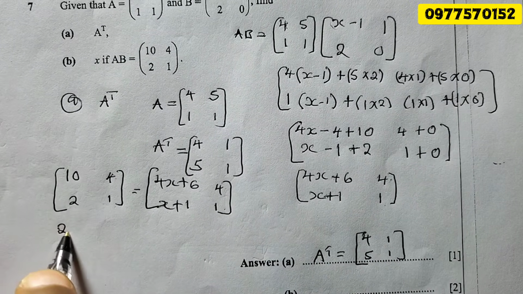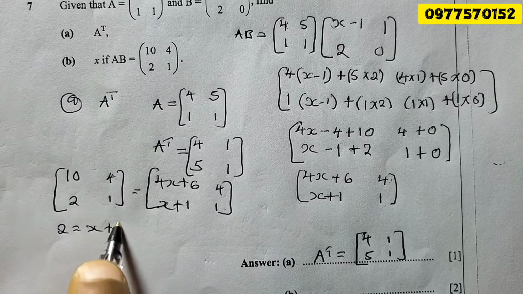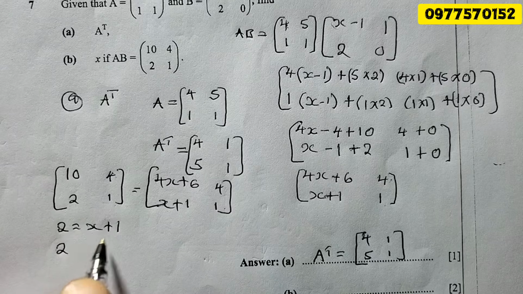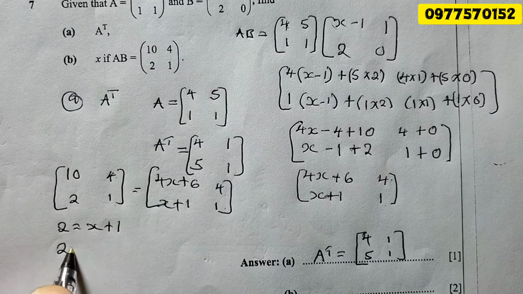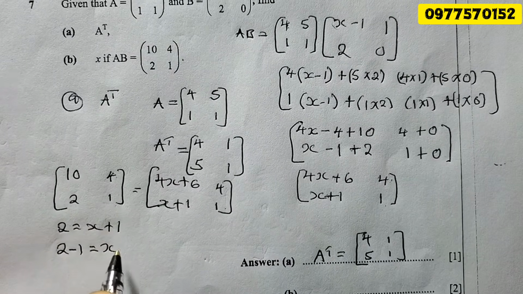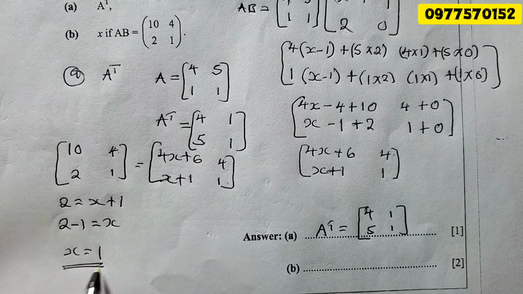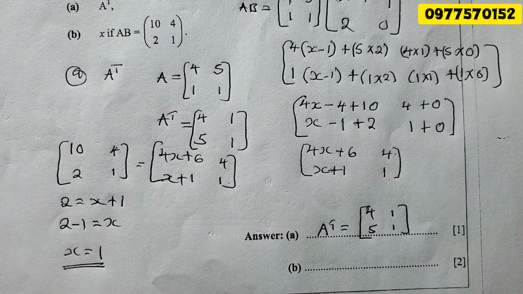So we're going to say 2 is equals to x plus 1. Then solve for what? Very good. So it will be 2, the 1 will cross the equals sign and be minus 1, like this. Therefore, x is equals to 1. So that is the value of x. Okay? X is equals to 1.